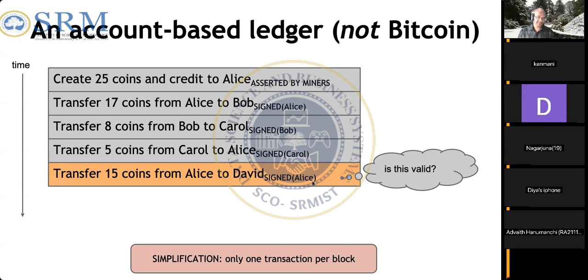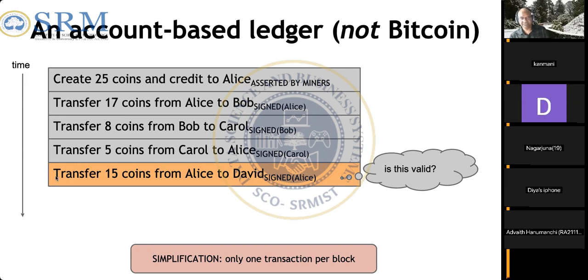So how do we verify this transaction? First of all, we need to understand how many coins Alice has in her account. So you go here and check how many coins she got. 25, and then she transfers 17, so 25 minus 17 leaves her with 8 coins at the time of this transaction. When this next transaction comes, she already had 8 coins and there are 5 new coins, so 8 plus 5, 13 coins.